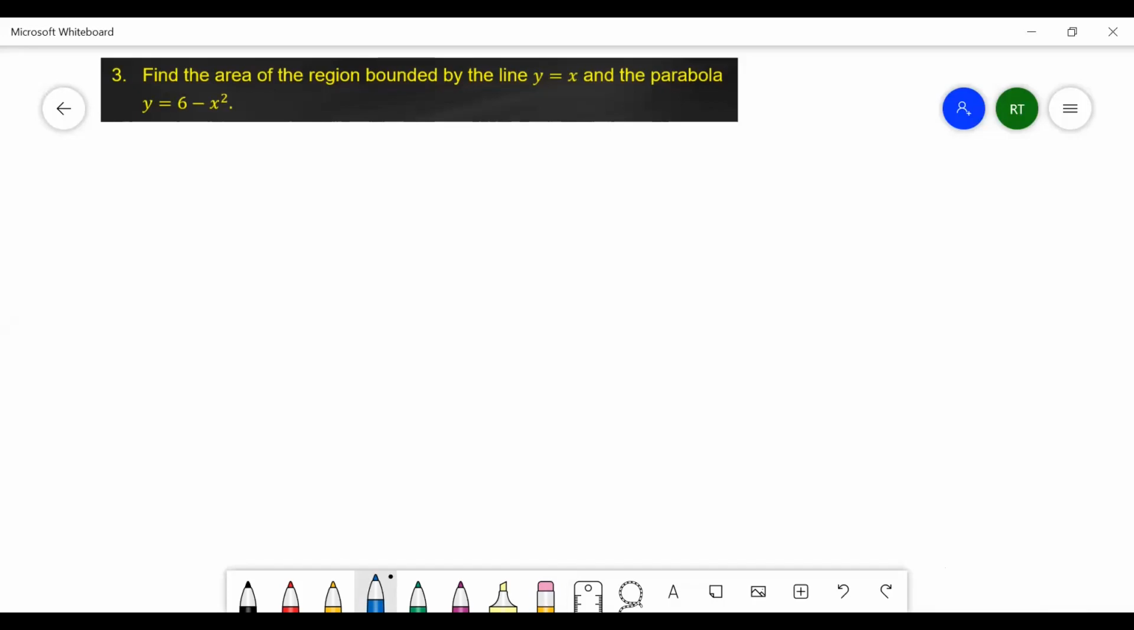Find the area of the region bounded by the line y is equal to x and the parabola y is equal to 6 minus x squared. Of course, we have the line and the parabola. And to easily sketch the region, it will be more convenient if we first get the intersection of the 2 curves.